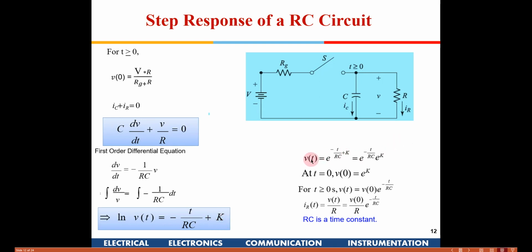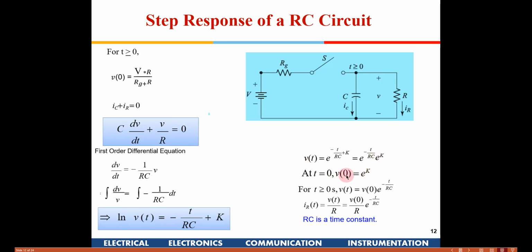Now we take the exponential on both sides. From this equation, we can write V(t) is equal to e to the power of minus t by RC plus K, or you can write it as e to the power of minus t by RC into e to the power of K. This is the equation, but it has a constant here. To find the value of the constant, I know the initial condition. At t equal to 0, V0 is equal to e to the power of K.